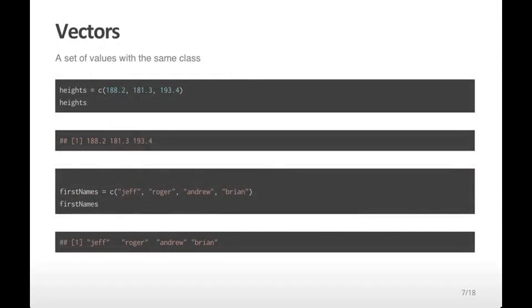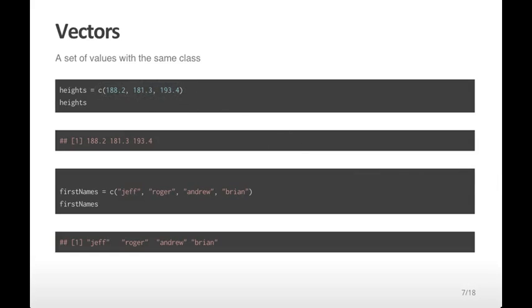Once we've assigned variables of a particular class, we can create sets of those variables and assign them to vectors. Vectors are a set of values with the same class. We can create them with the C operator, where C stands for concatenate. So here I'm assigning a set of heights to be the values 188.2, 181.3, and 193.4. If I type heights, I then get all three of those values. Values in the concatenate operator are separated by commas.